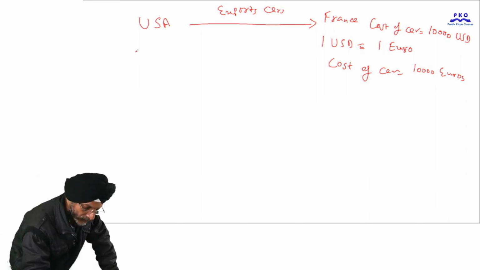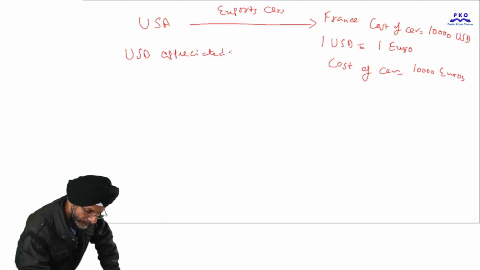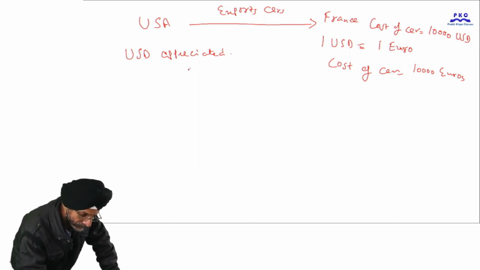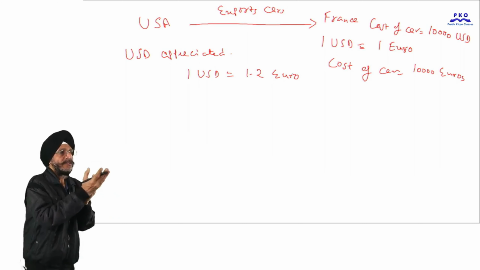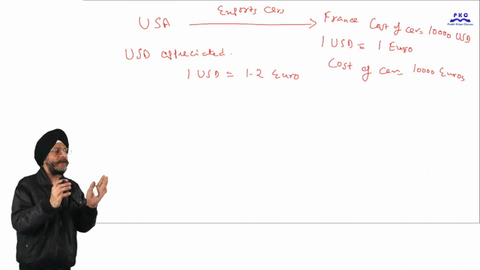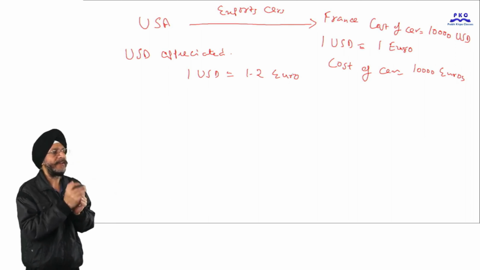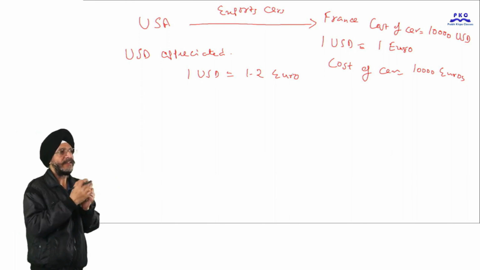Now, the US dollar has appreciated and the exchange rate between the US dollar and the euro has become 1 US dollar equal to 1.2 euros. Now, after appreciation, for 1 US dollar, one can get 1.2 euros. That is more of the foreign currency they can get.